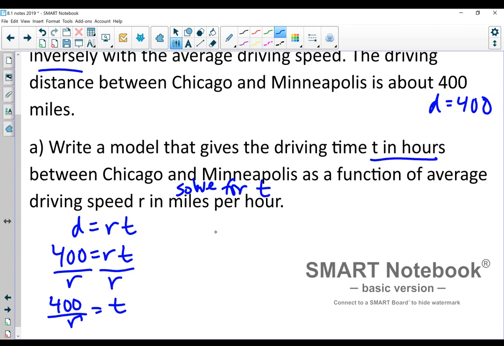So I have T, and remember T is a function of R. So T equals 400 over R. And that just means when I plug in stuff for R, it changes my T. So now for part B, so let's remember this equation because I need it on the next page.